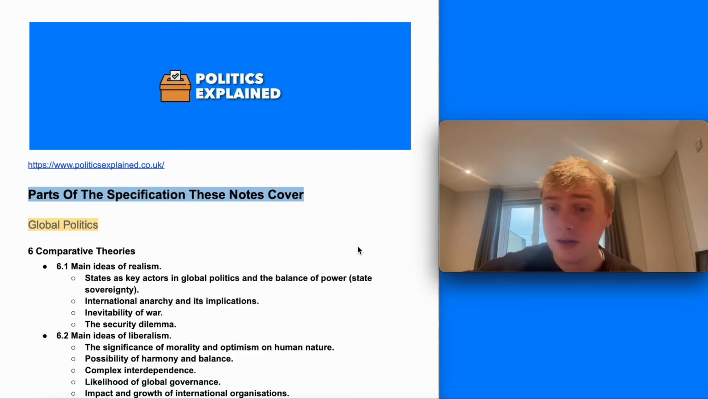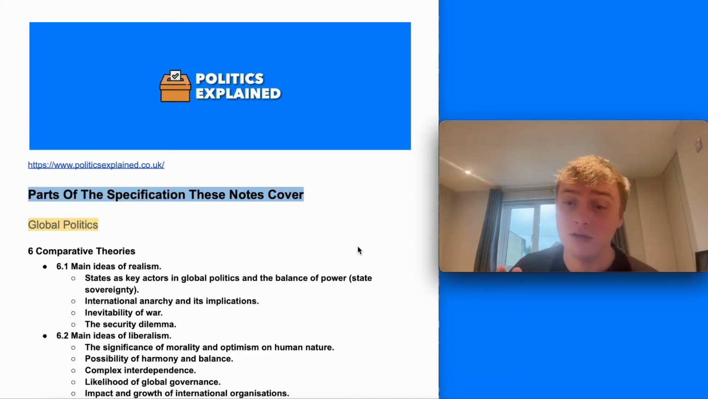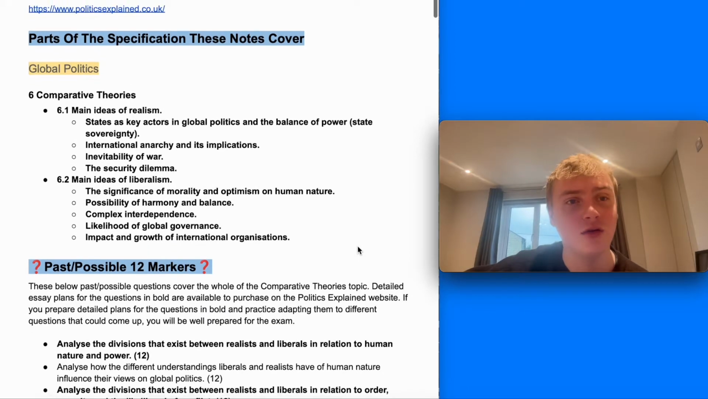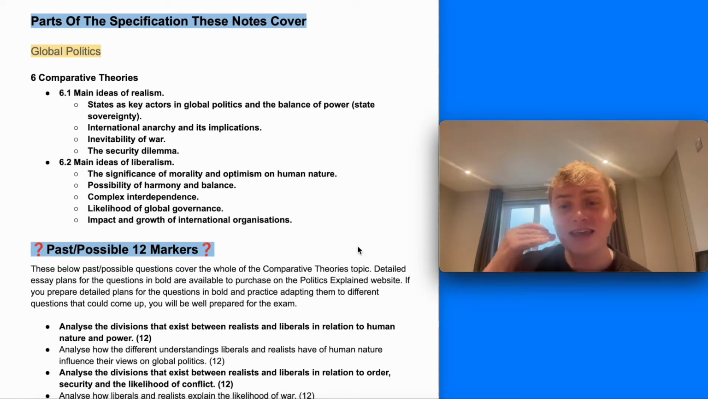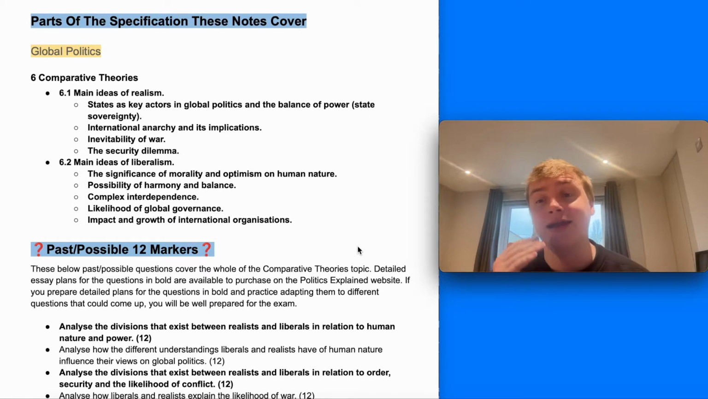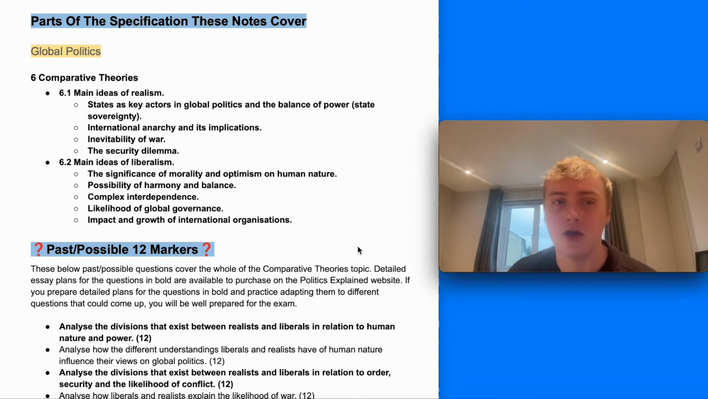This is the 6th subtopic of the global politics specification, and it only comes up in the second 12 marker you're going to answer in the exam. And it's focused on the comparative theories. So the key theories are realism and liberalism. There is another one that we're going to bring in the next video, but the main ones you're going to be using in your essays are realism and liberalism, and you need to know them really well.